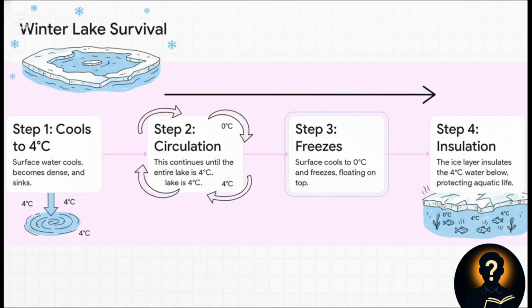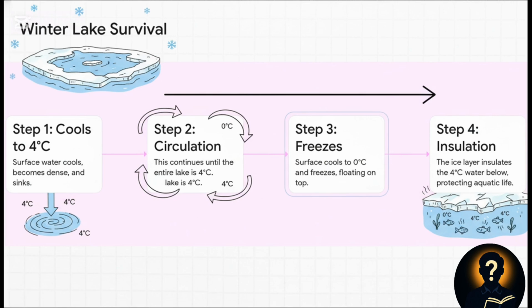And why is it a huge deal? Because it's literally why fish can survive the winter. Think about a lake. As the air gets cold, the surface water cools down. When it reaches 4 degrees Celsius, it becomes the densest water in the lake and sinks to the bottom. This process continues until the whole lake, top to bottom, is a stable 4 degrees.